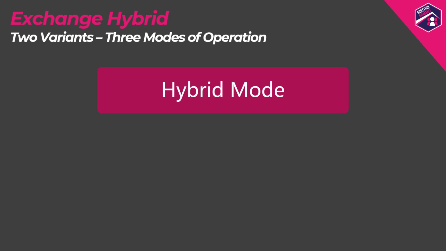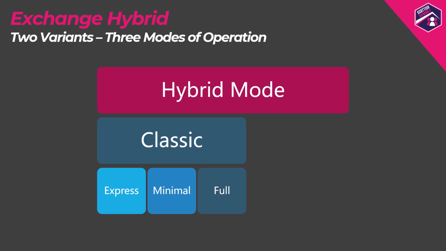As mentioned in the beginning, Exchange is simple, isn't it? Well, Exchange Hybrid comes with two variants and a maximum of 3 different modes of operation when it comes to hybrid. Hybrid itself has a past or a history as Classic Hybrid, which comes in 3 flavors. So we have something called Classic Express, Minimal, and Classic Full Hybrid.